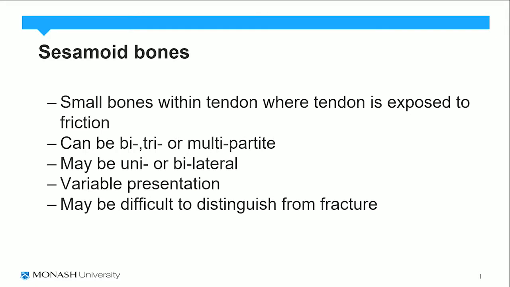Sesamoid bones can also have variations. They can be bi, tri, or multipartite. They can also be unilateral, which means they can be on only one side, or bilateral, where it could also be on the other side. So sesamoid bones could have a variable presentation, which sometimes makes it difficult to distinguish it from a fracture.